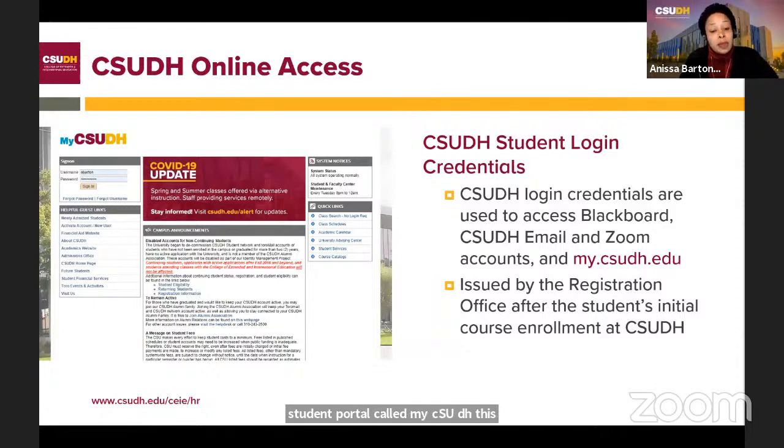This portal includes Blackboard, which is our learning management system where course content is distributed, Toro Mail, which is our Gmail-based student email system, and of course, the Zoom web conferencing tool. These login credentials, which are your username, email account, and password, are issued through our registration office approximately 2 to 3 business days after registration in your first course. Once you have received your login information, you'll be able to easily access the Toro student portal to connect with your class.